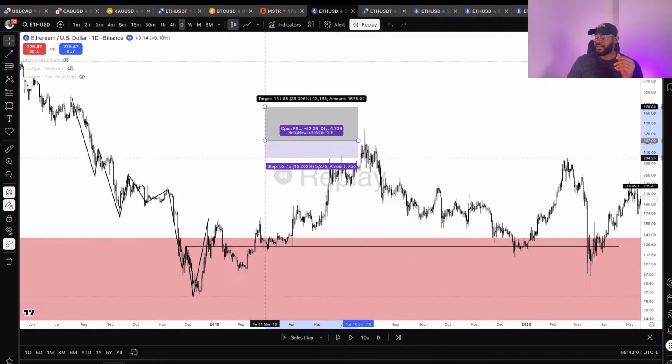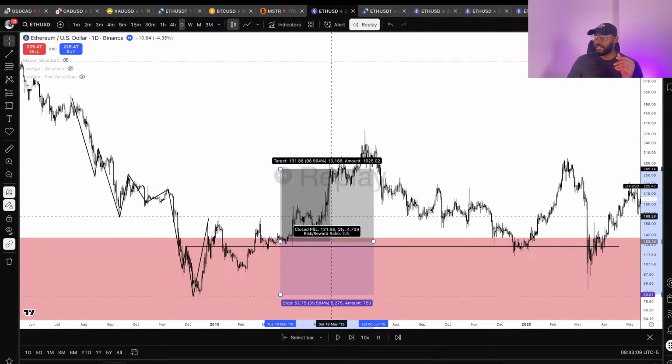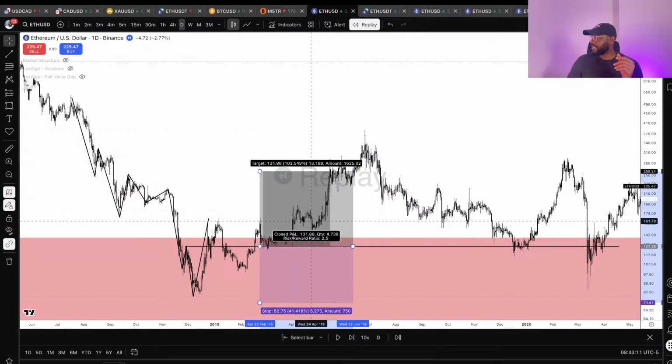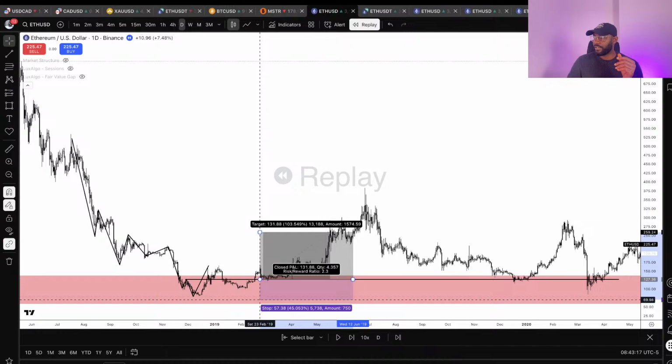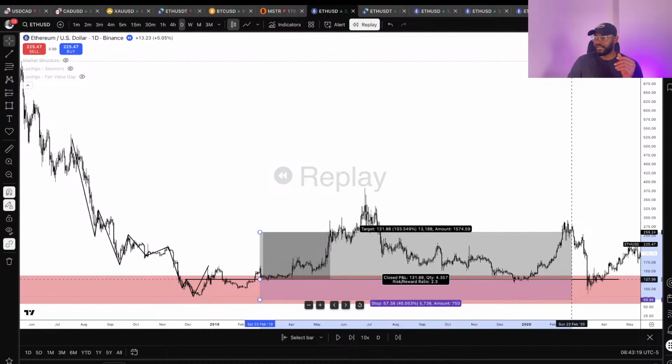So because this price action is from a very long time ago, that's why it's acting a little bit weird. And because I also have the logarithmic scale turned on.